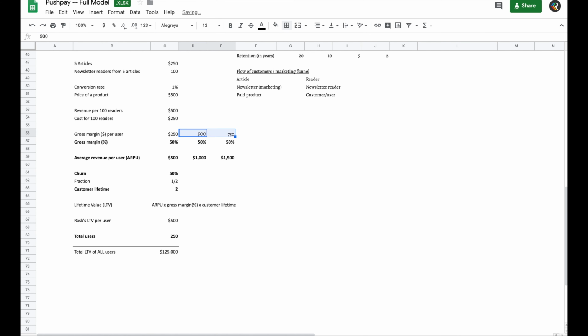So let's say that we've invested more. We're getting more revenue per user for whatever reason, right? So here we've got some churn statistics. Let's plug in some different churn numbers.